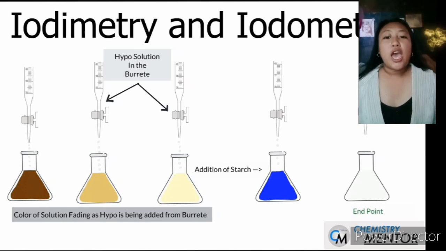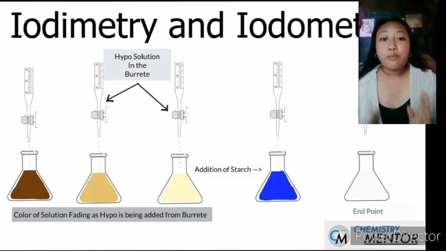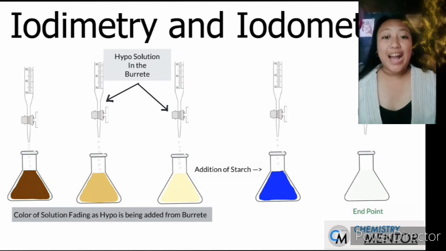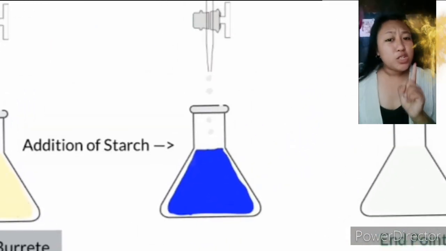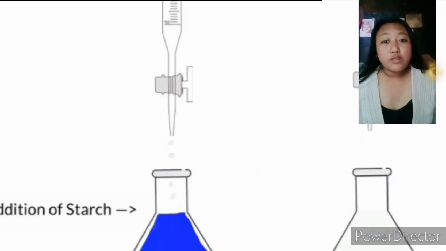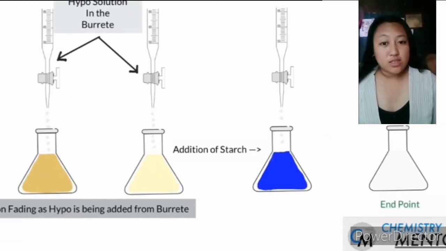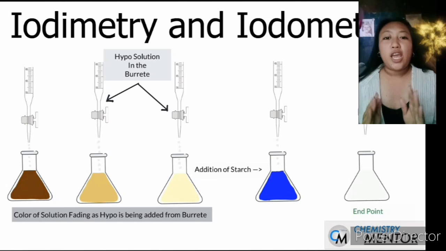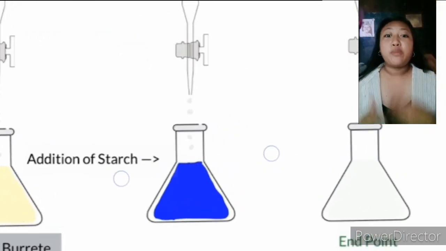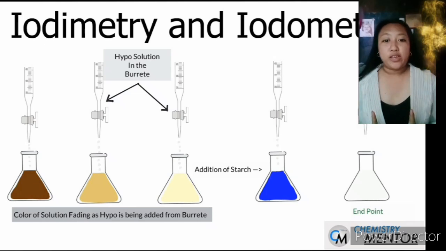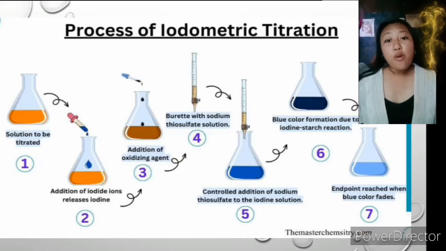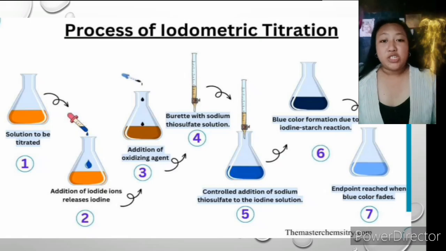And from this starch, it will become blue-black, which is the reaction of the starch. And from this blue-black, we'll now be putting 2 to 3 drops of sodium thiosulfate. From this, it will change color again. It will become colorless, and that is the endpoint. Now, let me give you the image of the process of iodimetry.